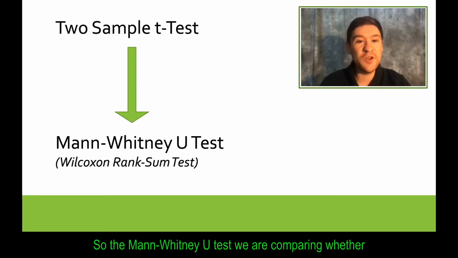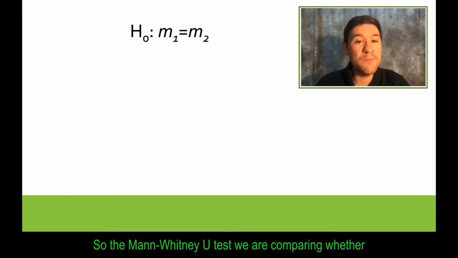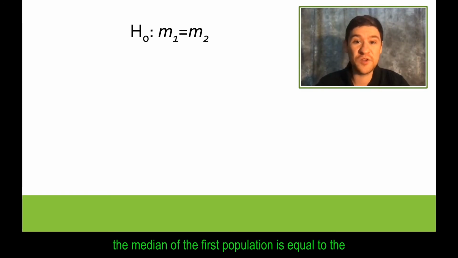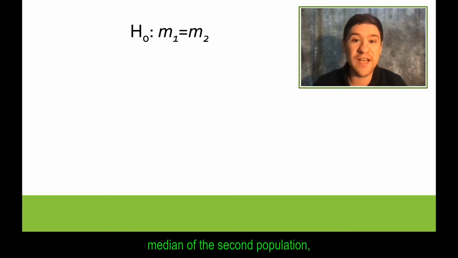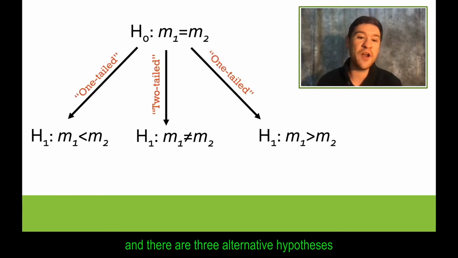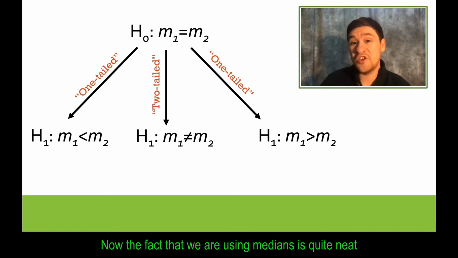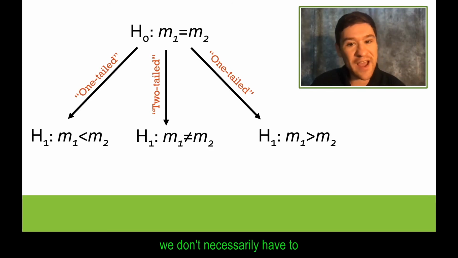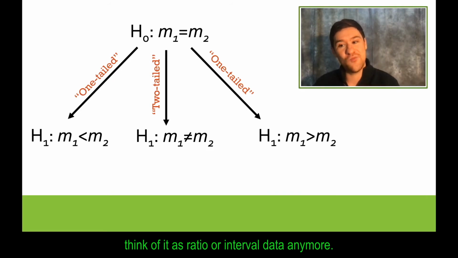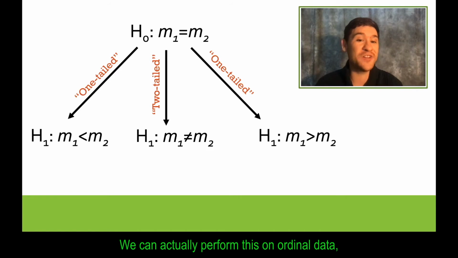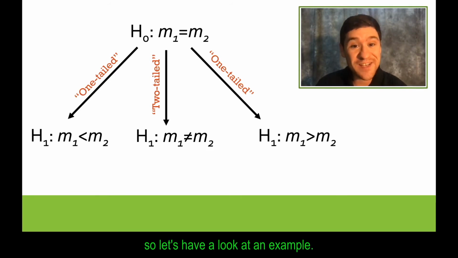So the Mann-Whitney test, we are comparing whether the median of the first population is equal to the median of the second population. And there are three alternative hypotheses, whether they are one-tailed or two-tailed. Now, the fact that we are using medians is quite neat. We don't necessarily have to think of it as ratio or interval data anymore. We can actually perform this on ordinal data. So let's have a look at an example.